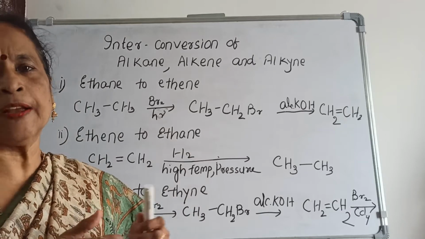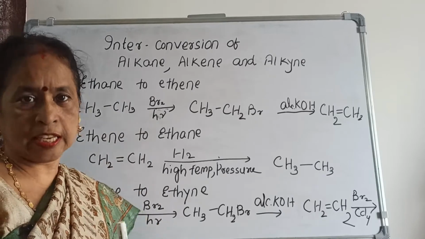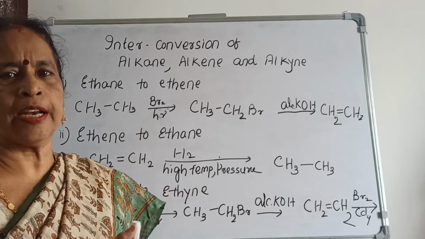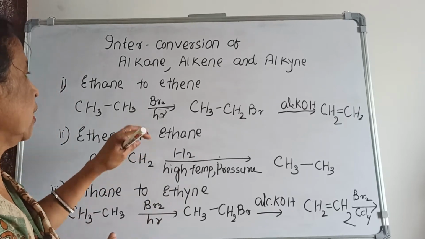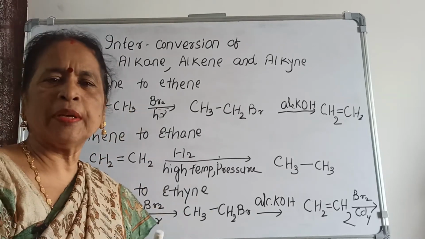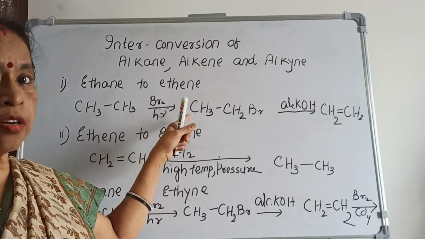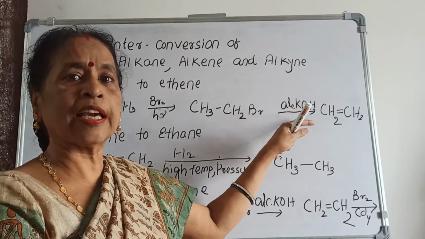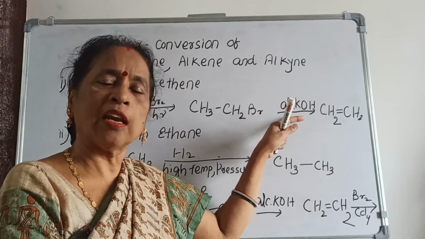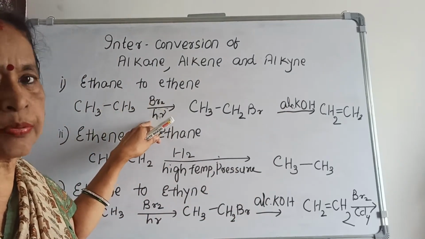Actually alkane is a very inactive type of compound. It is also called paraffins, and only a few simple reactions are possible, and that is very important. Chlorine in presence of sunlight you can take, and bromine in presence of sunlight you can take, but chloroalkane will not easily react with alcoholic KOH. That is why we should take bromine in presence of sunlight.